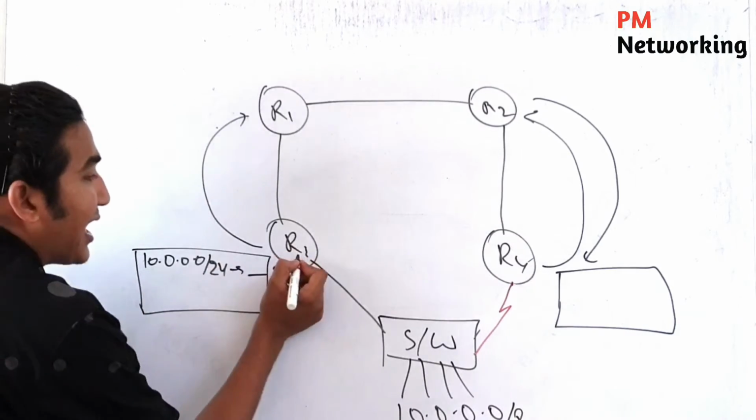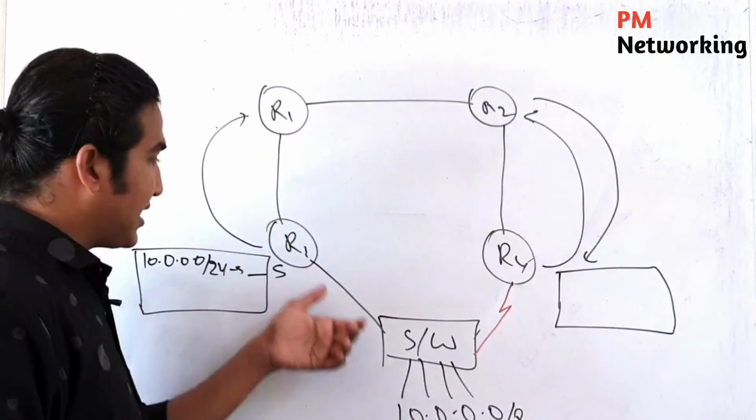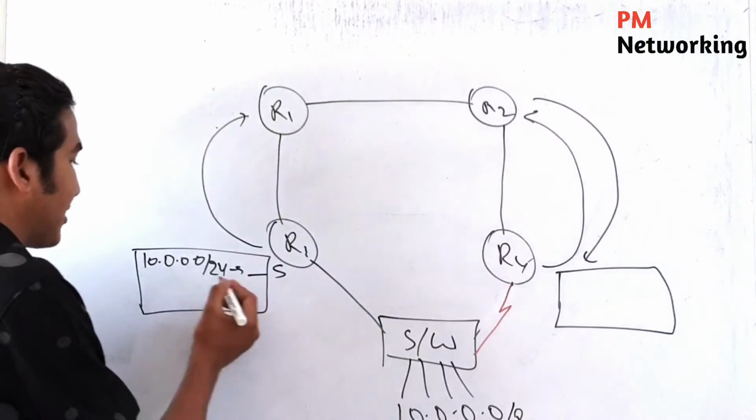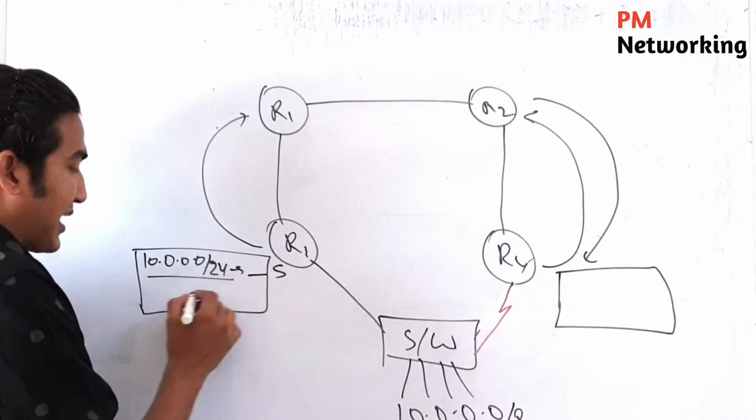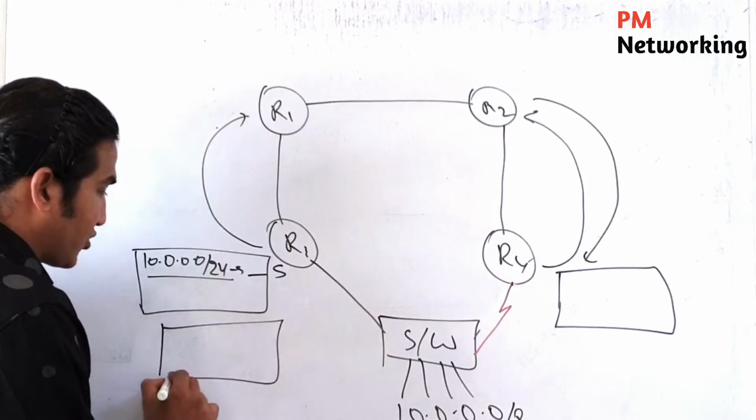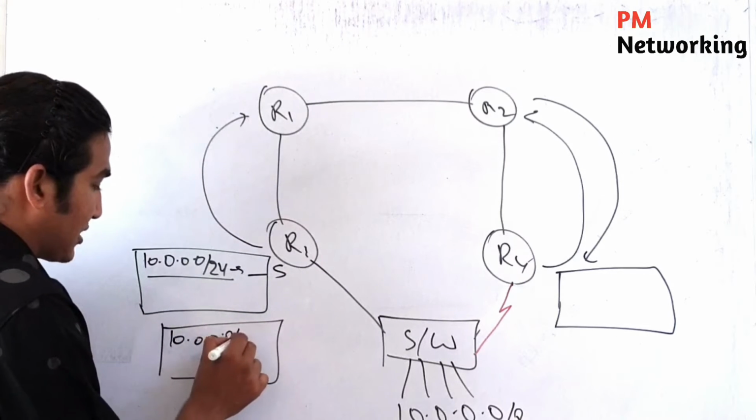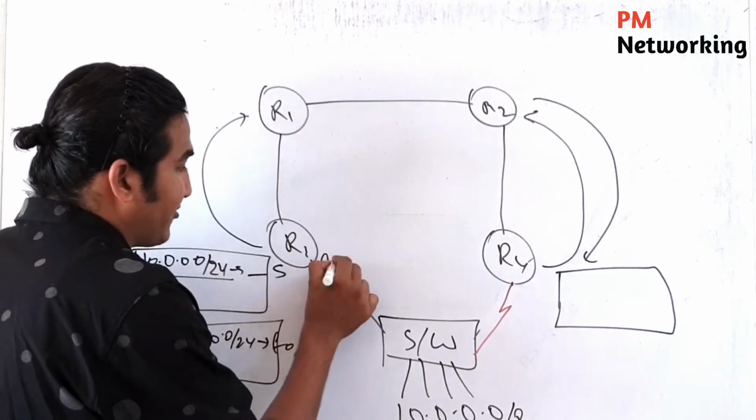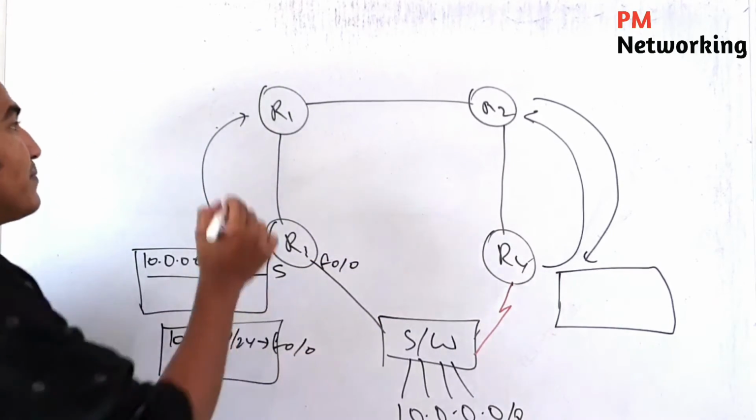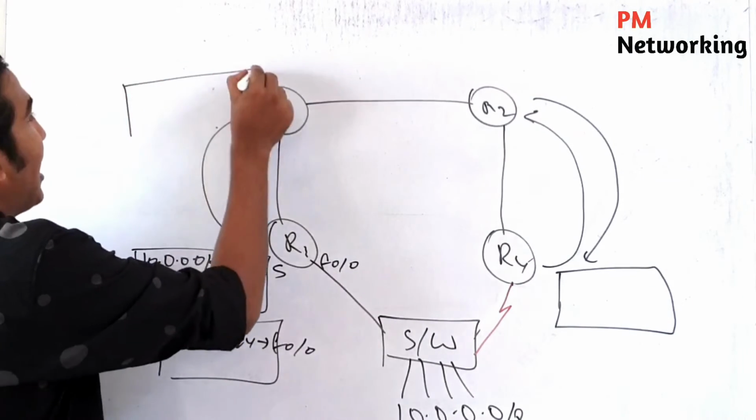And for R1, suppose there is no successor for this network. So this prefix is the successor, right? So this router will install this prefix in its routing table as well. 10.0.0.0/24 connected to my FastEthernet 0/0. Suppose this is FastEthernet 0/0, right? Let me talk about R1.